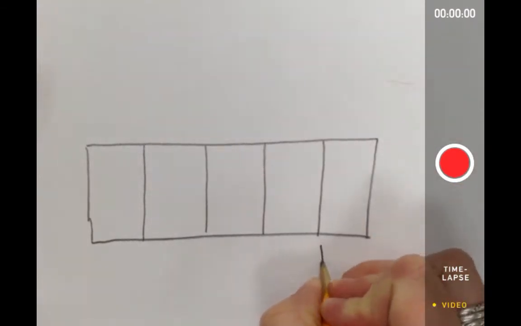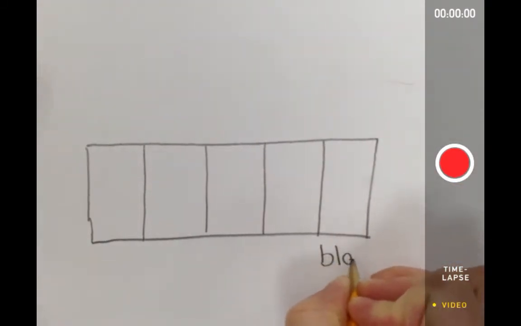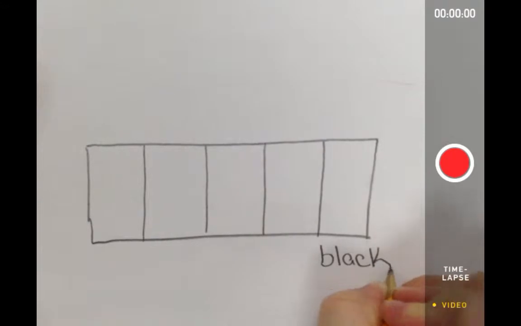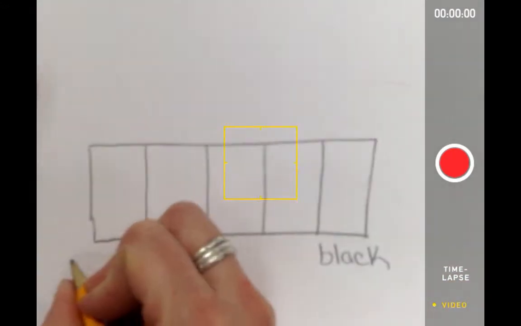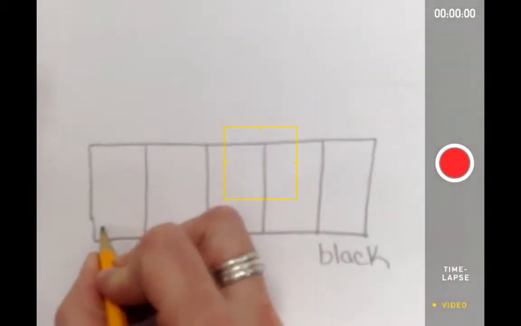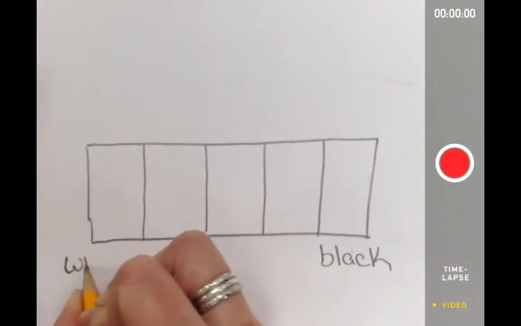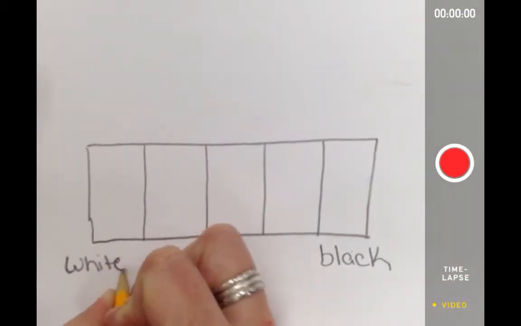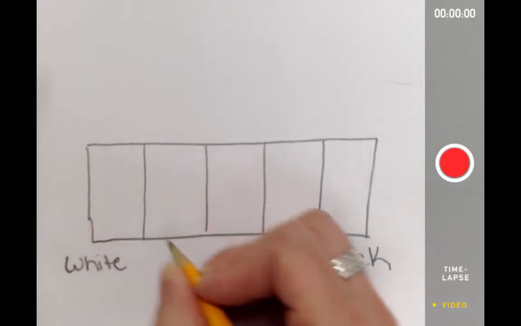This furthest value is going to be black. So I'm just going to write the word black. You don't have to do that, but I want to make sure you understand this is going to be the darkest value. Down here is going to be the lightest value, so it'll be white. Now since the paper's already white, I don't really have to do anything in that one.